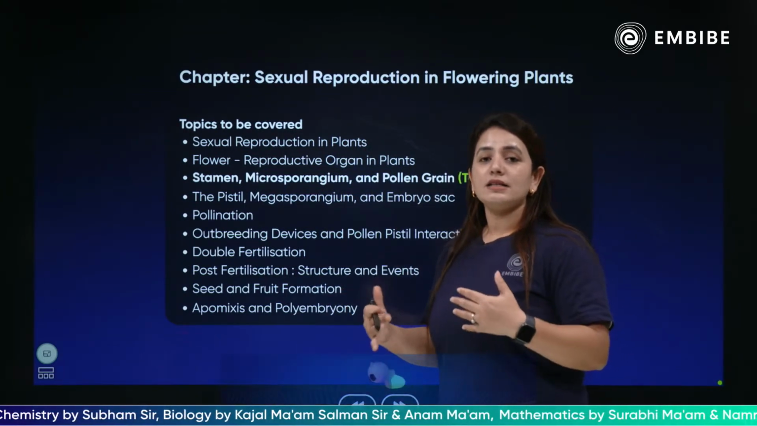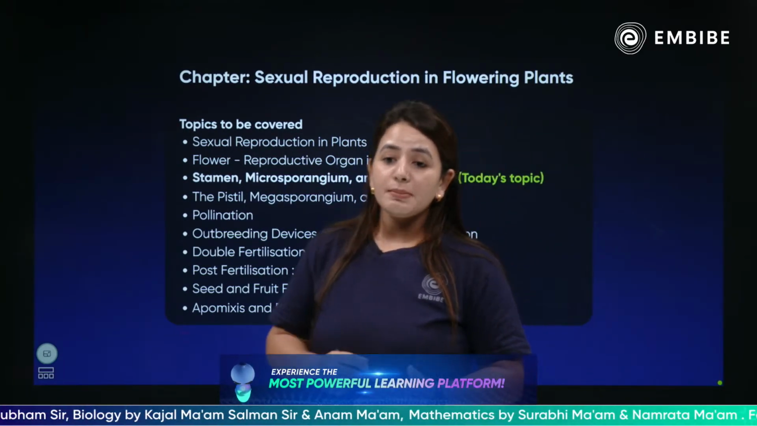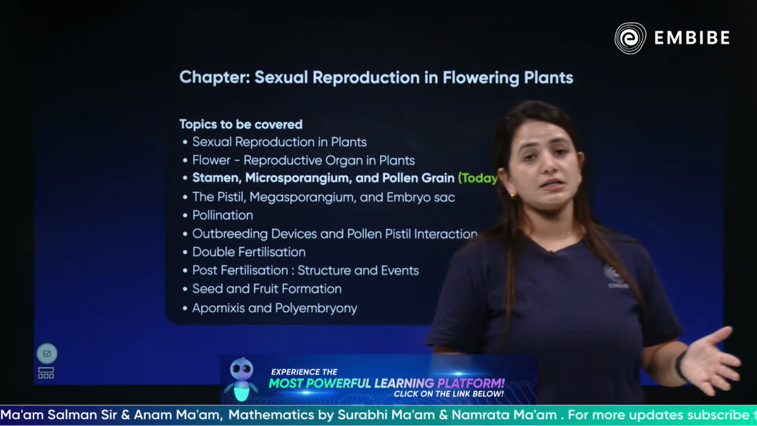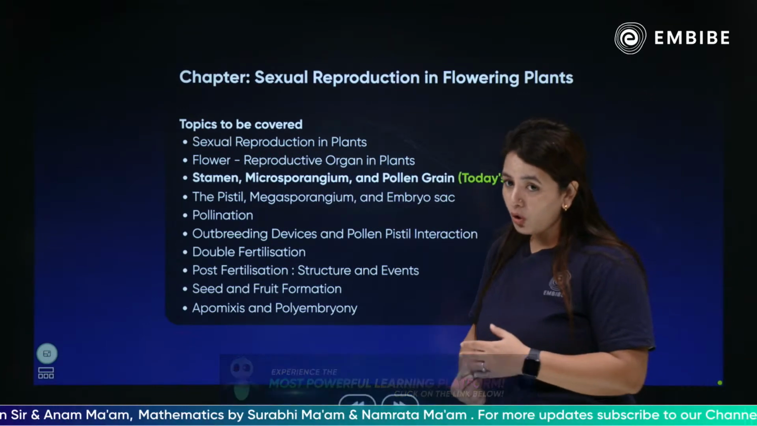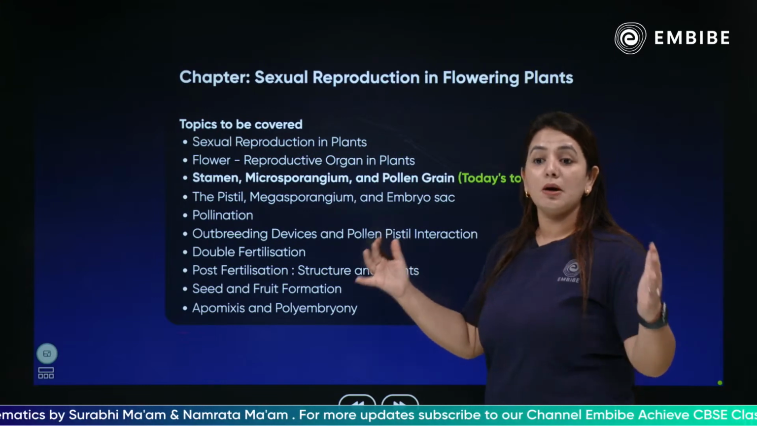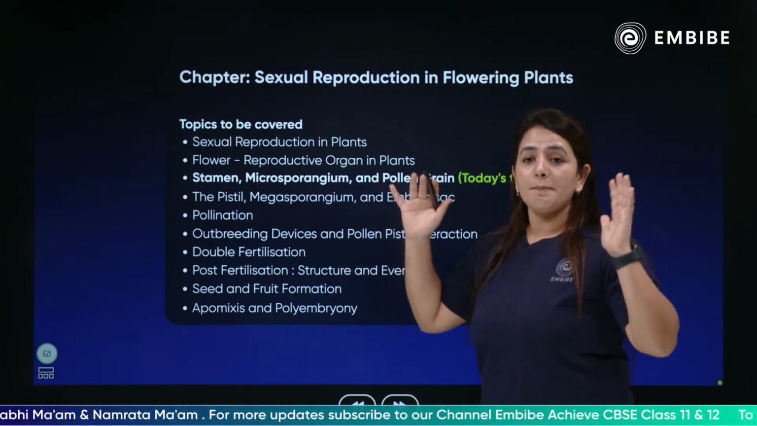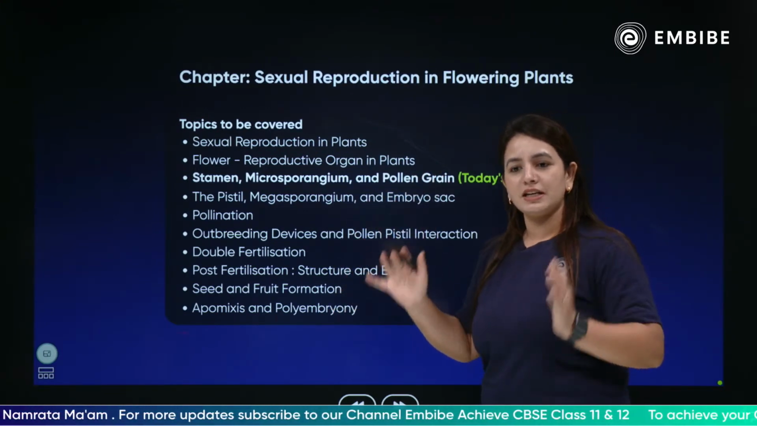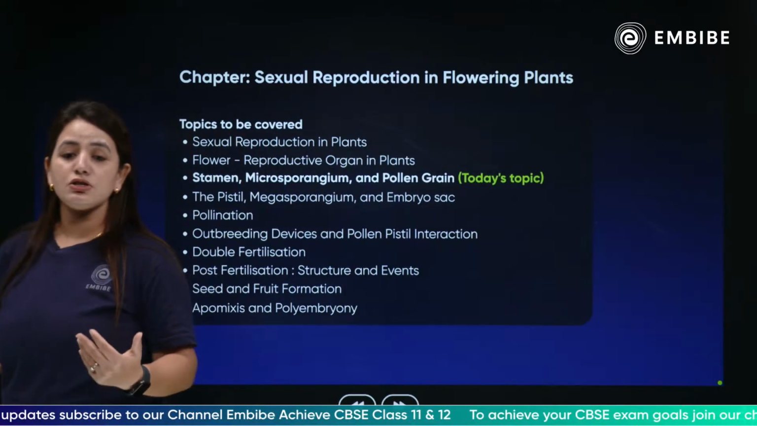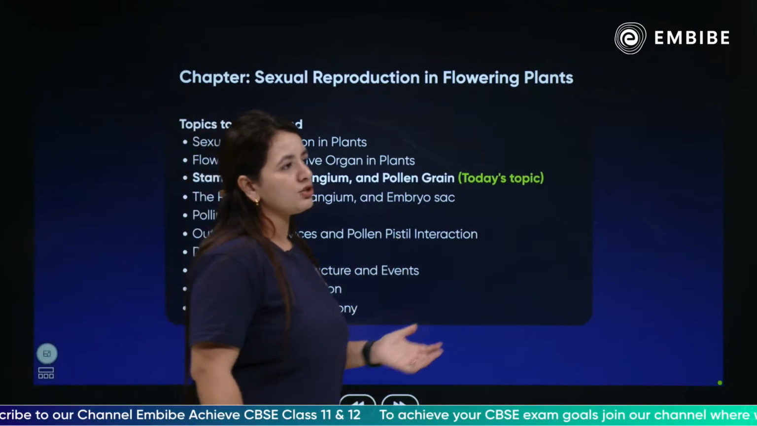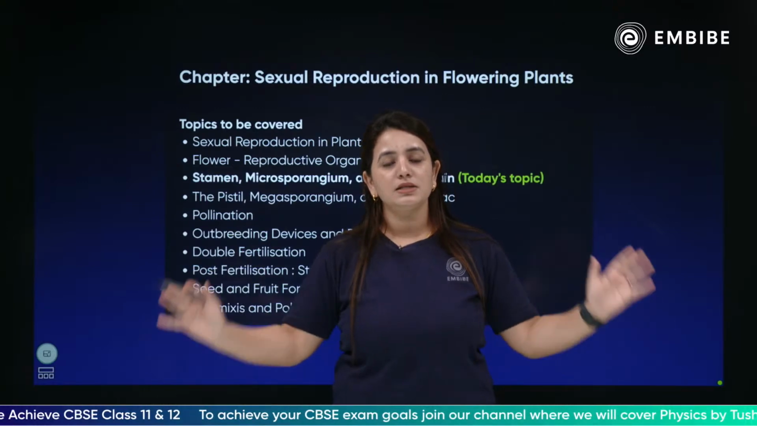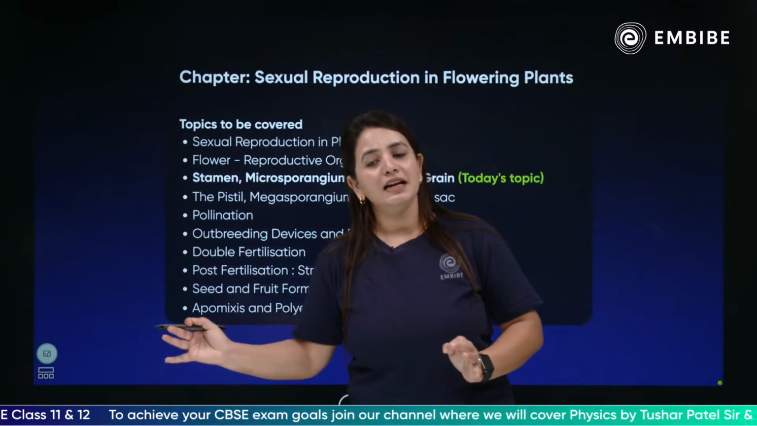After that, we are going to discuss the female reproductive part, the pistil, the megasporangium, and also megasporogenesis. Then pollination, then outbreeding devices, then the main feature of the angiosperms, which is double fertilization. We are going to discuss post-fertilization events, seed and fruit formation, polyembryony and apomixis. All these topics will be discussed in the respective lectures.